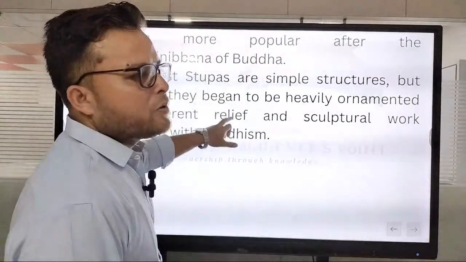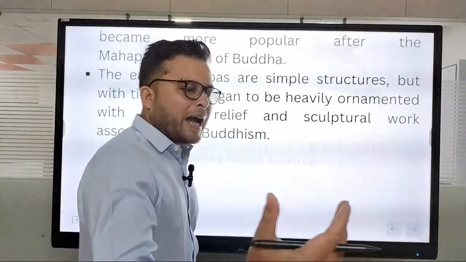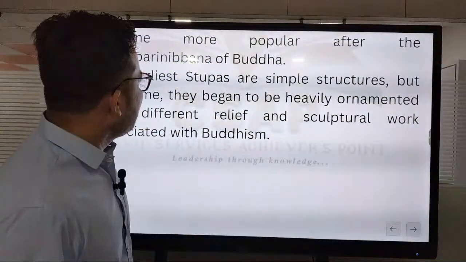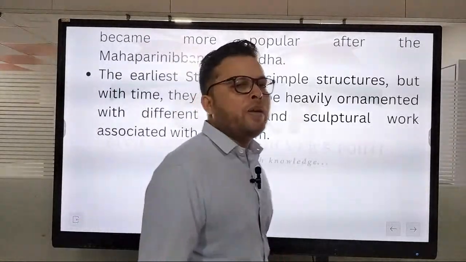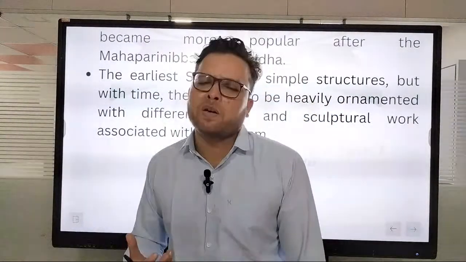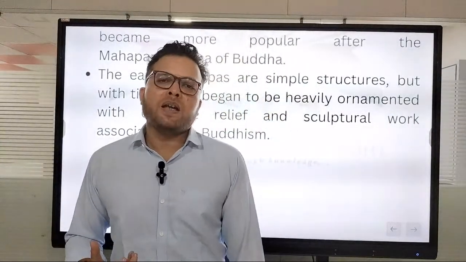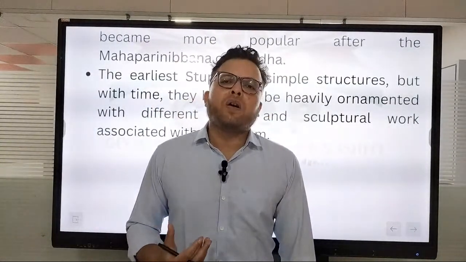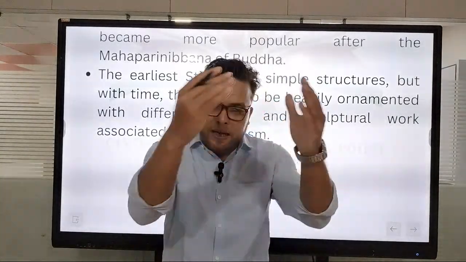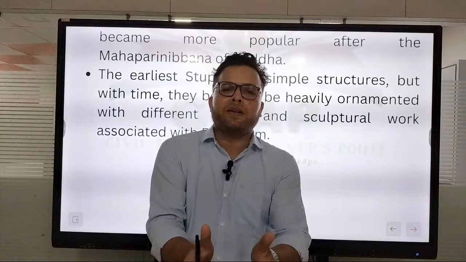The earliest stupas, just like it happens with all kinds of religious structures, are also simple structures, but with time they began to be heavily ornamented. In fact, the Ashokan stupas were also very simple structures. They did not even have toranas. I'll talk about the salient features of the stupa architecture in a bit.